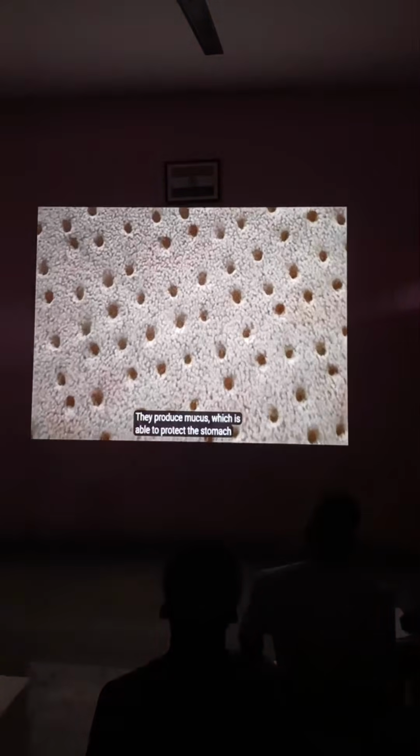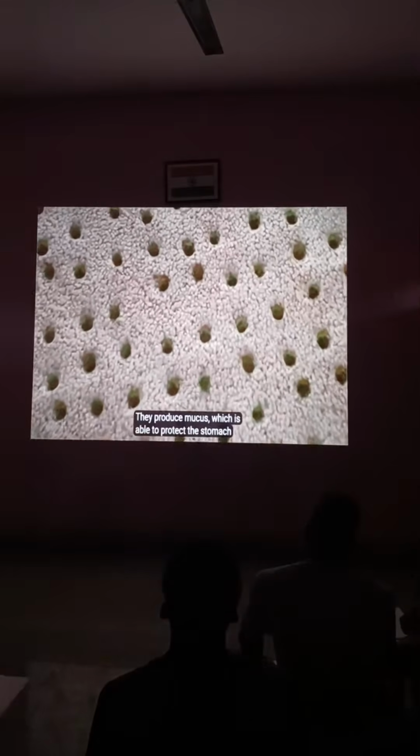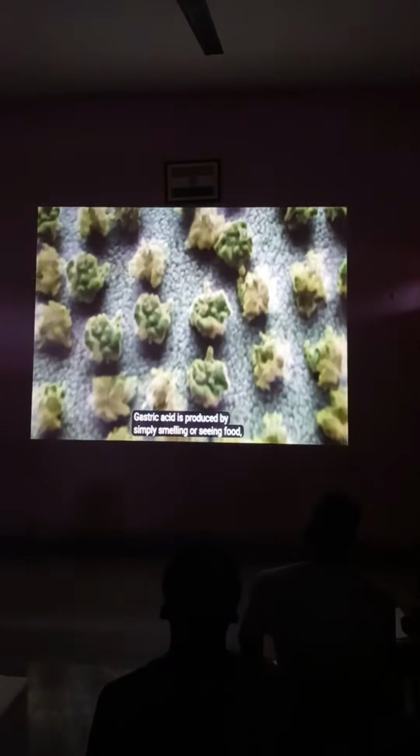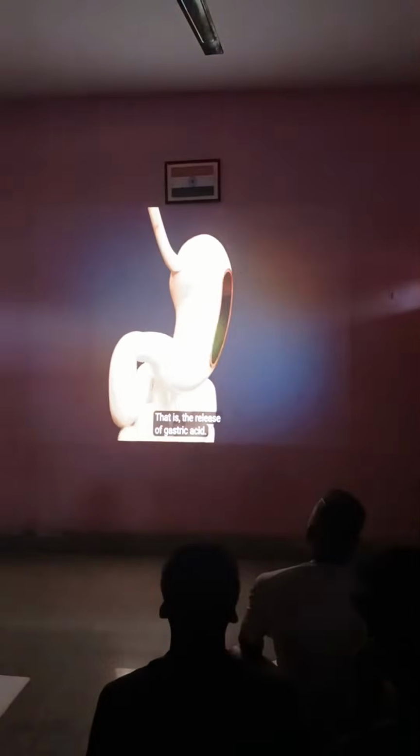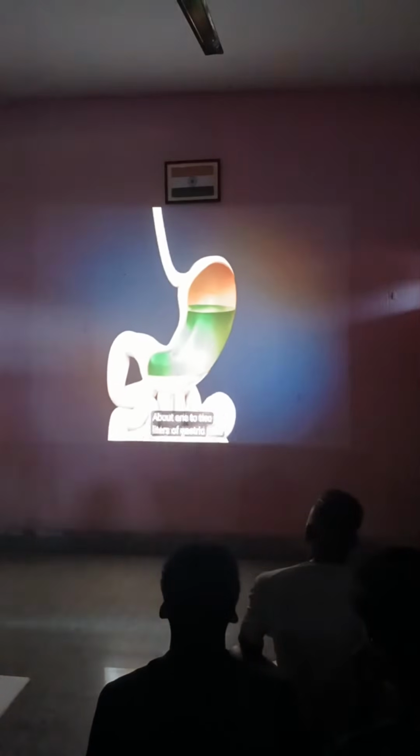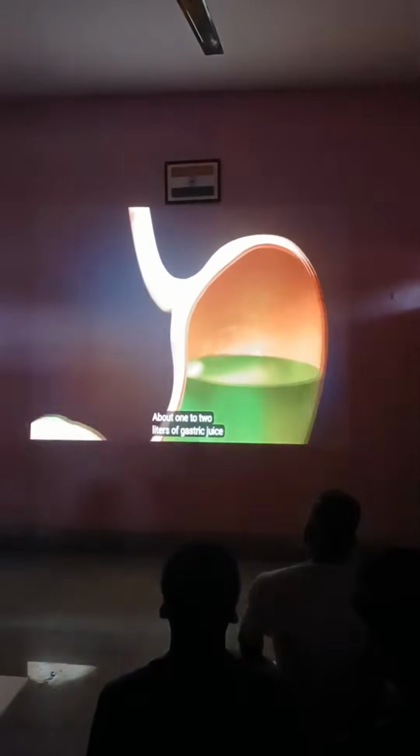The stomach wall contains gastric glands. They produce mucus, which is able to protect the stomach wall from the secreted gastric acid. Gastric acid is produced by simply smelling or seeing food, but also spices, and the stretching of the stomach causes the secretion, that is, the release of gastric acid. About 1 to 2 liters of gastric juice are produced per day.